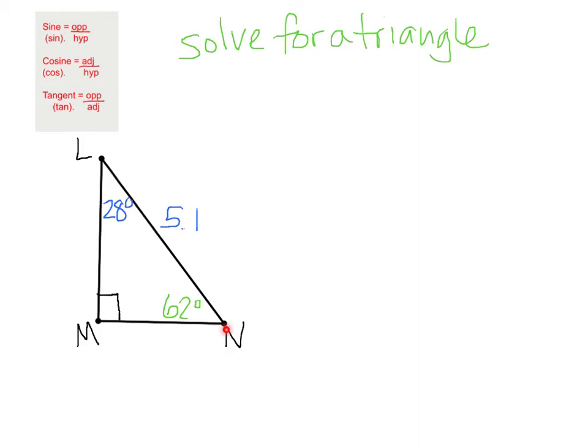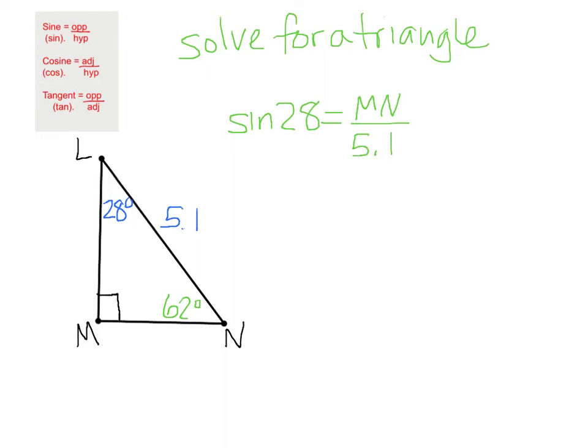We're going to use one of these. We can pick any angle. I usually pick the angle I was given, just in case I made a mistake here, or later on if I have to do some rounding. I always start with the one I was given. So if we're at L, and we want MN, and we know the hypotenuse, we're going to use sine. So the sine of 28 is equal to MN over 5.1.